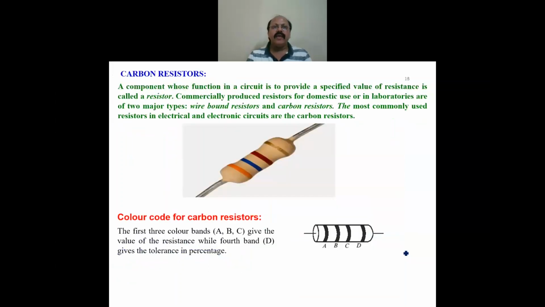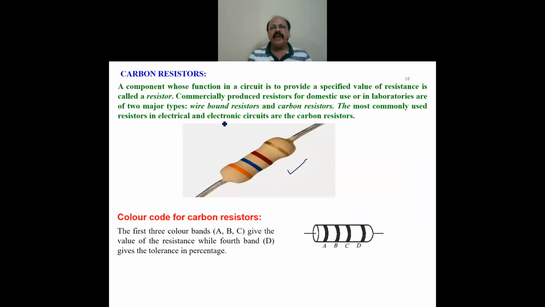Now another topic is the carbon resistor. As you have seen in your houses, in so many electronic devices, there are some components that we have to use, and one of them is called the carbon resistor. And you can see its picture here. It has some colored rings. These colored rings will give the value of this carbon resistor.